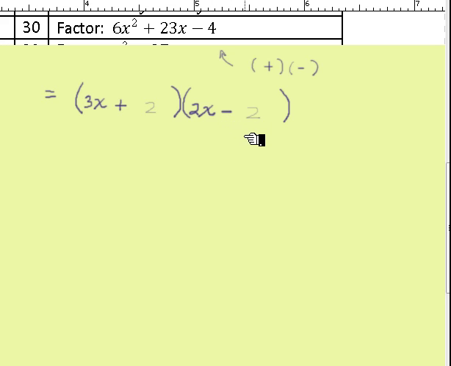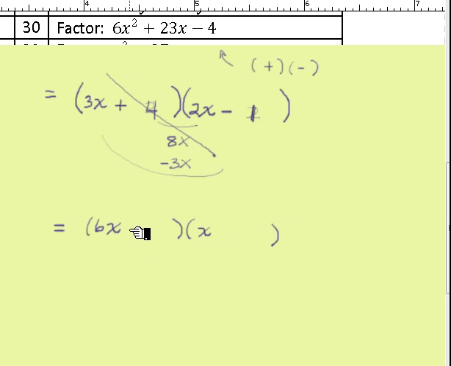So let's try 4 times 1. For the same reason, I would not put a 4 here. So let's just try 4 times 1 over here. Middle term, we have 8x minus 3x. Okay, that does not add up to a plus 23x. All right, so we're going to go with 6x and x. We're giving up on this.